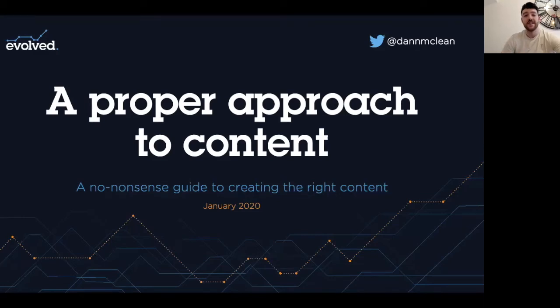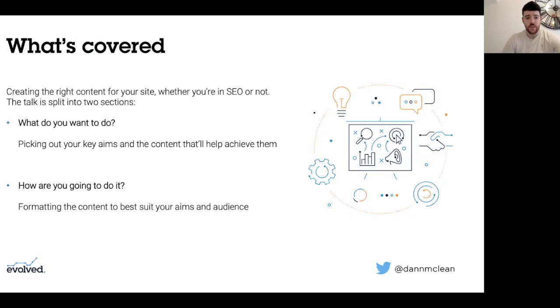All right, I'm Danny Gee, and this is my talk on a proper approach to content. It's going to be split into two sections. What do you want to do, and how are you going to do it? The first is going to look at picking out key aims and the types of content that's going to help you achieve those, while the second will give a few more specifics on formatting that content. And this will be applicable whether you work as part of a content team or you do a bit of blogging on the side.